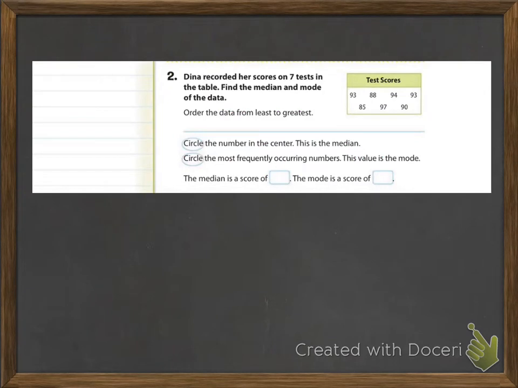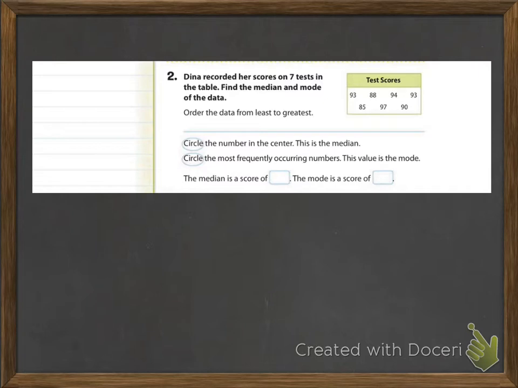All right, so this next one we're going to do together, but you are going to pause the video in a second. I want you to use the test scores here. It says Dina recorded her scores on 7 tests in the table. Find the median and the mode of the data. Go ahead and pause your video right now and put your numbers in order from least to greatest.